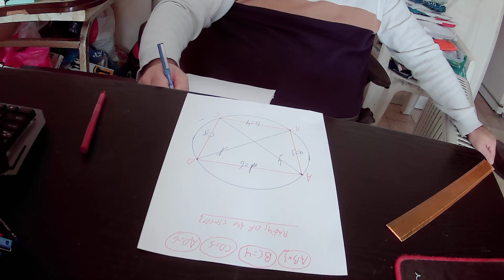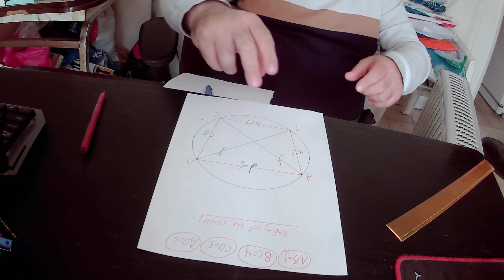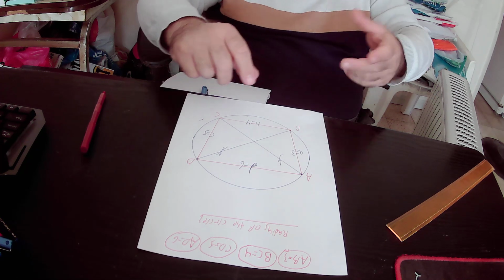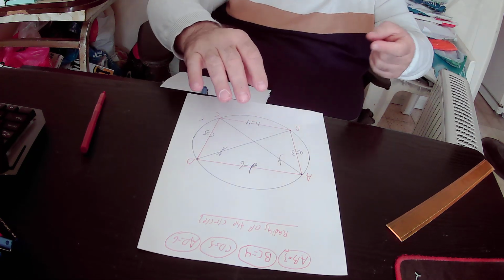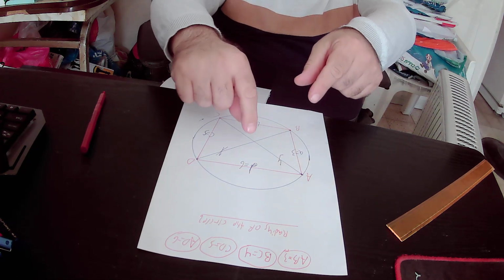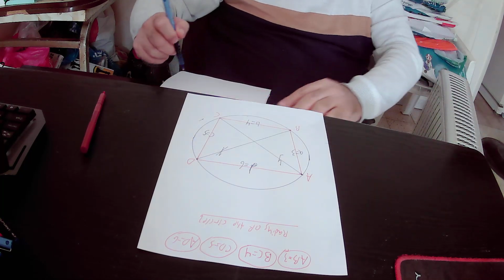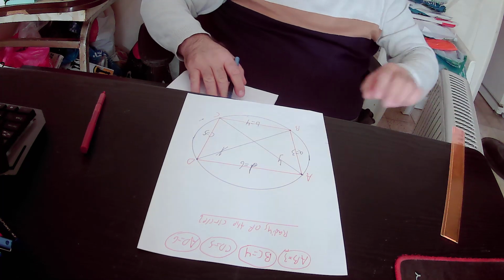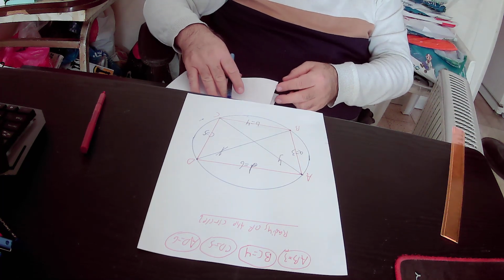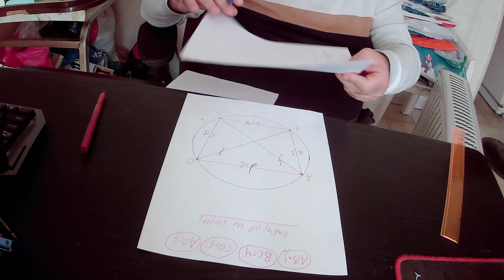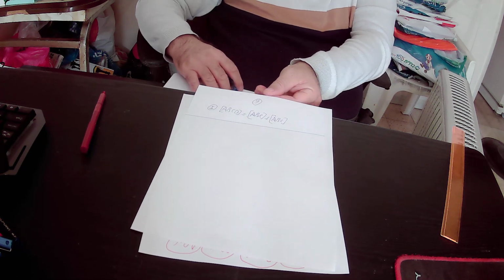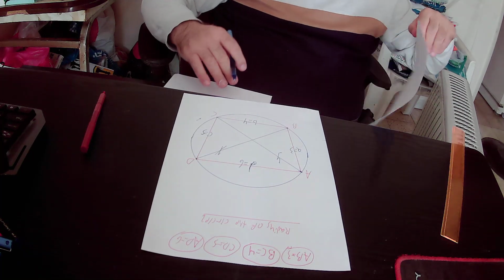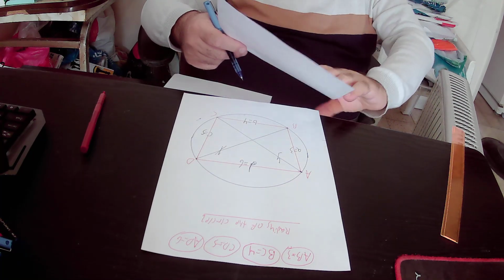As you can see from the drawing, quadrilateral ABCD consists of exactly those two triangles. Therefore, the area of quadrilateral ABCD will be equal to the area of triangle ABC plus the area of triangle ADC. Okay? So I will repeat again. The area of quadrilateral ABCD will be equal to the area of triangle ABC plus the area of triangle ADC.